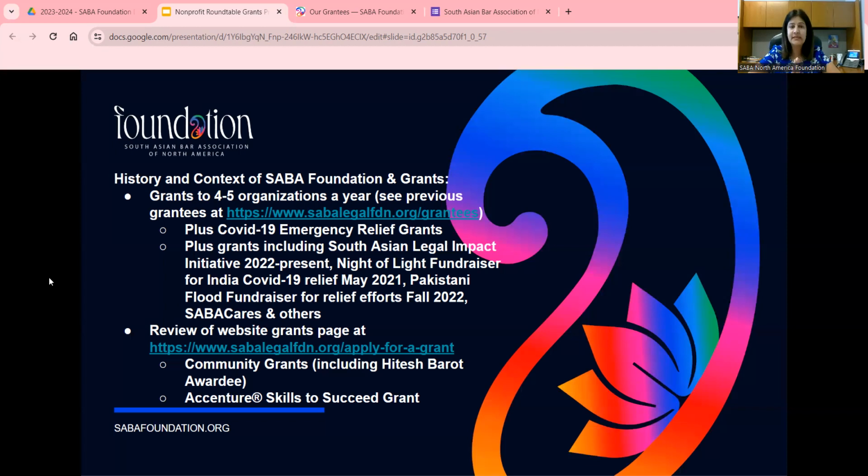And then our second named grant is the Accenture Skills to Succeed grant that we work with Accenture to award. That's really focused on programs that empower South Asian community members to gain skills and tools for gainful and rewarding employment. And also to mention, within the community grant, we do have a named grant for the Hitesh Barot awardee.